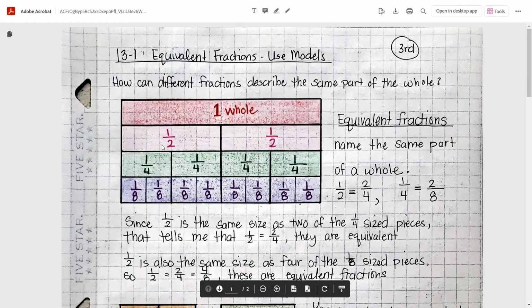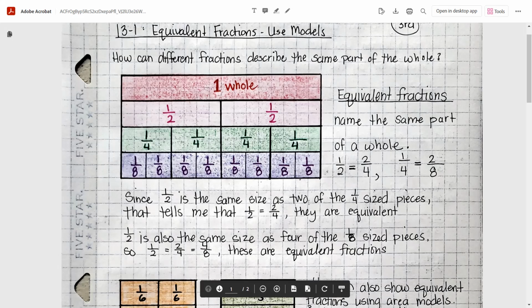Remember, your denominator tells you how many pieces you have to make the whole. So 2 1/2 size pieces, or 4 1/4 size pieces, or 8 of my 1/8 size pieces. Now remember, equivalent fractions name the same part of a whole. So 1/2 is the same thing as 2/4. 1/4 over here is the same thing as 2/8.